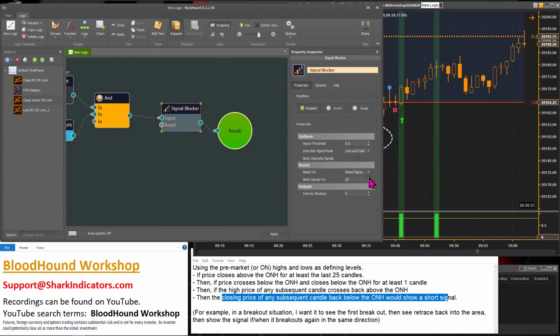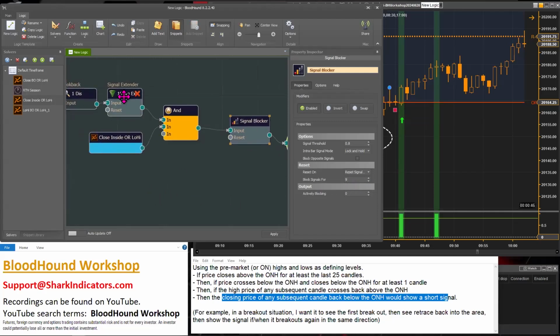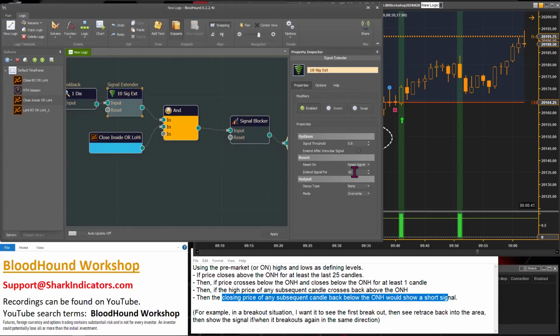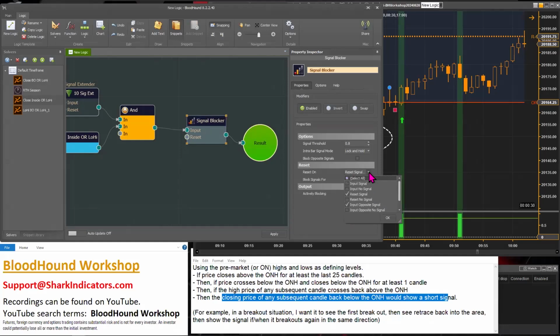I could block for 9 nodes. I only need to block for 9 nodes because the signal extender is only good for 10 nodes. So it's just simple math there. And let's see here. I don't need any of these resets. There. All right.